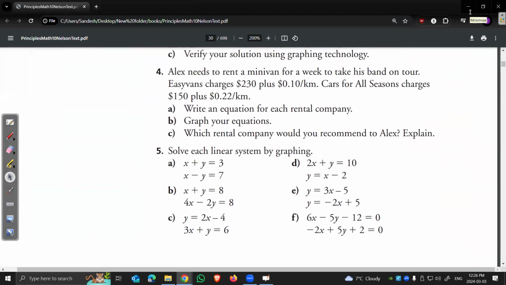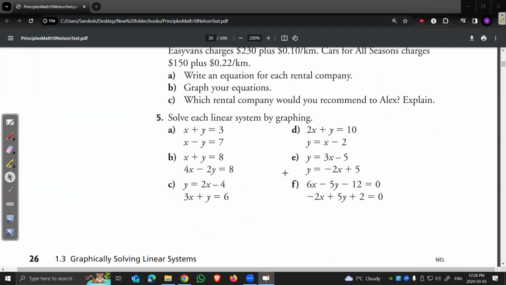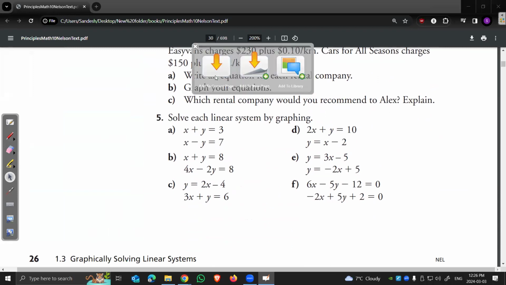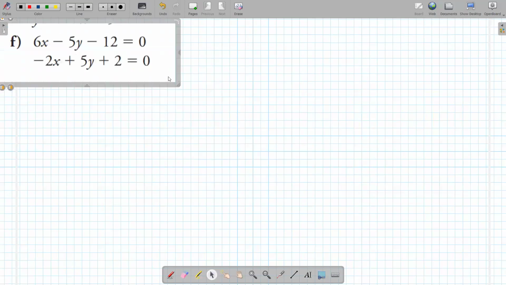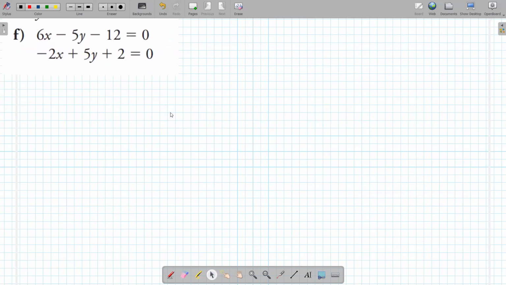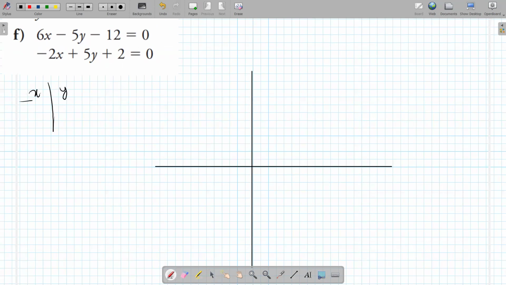Let me show you another way to do this graphically. So it says, do this by graphing. Let's say you don't want to take it in the form of y equals mx plus b. You don't have to. Let me show you another way to do this. You can always do that, find the slope intercept. What I'm going to do is I'm going to find my x-intercept and y-intercept for both of those equations.